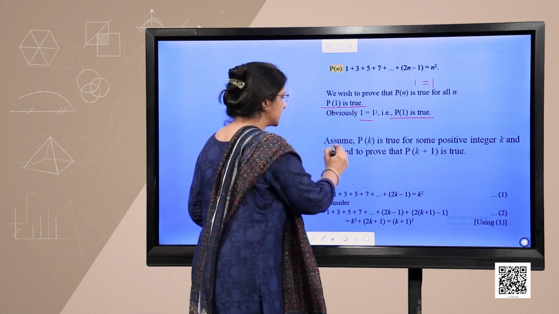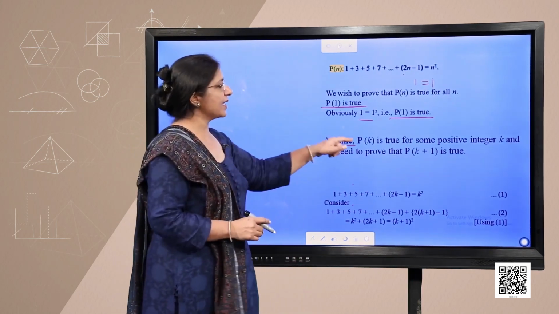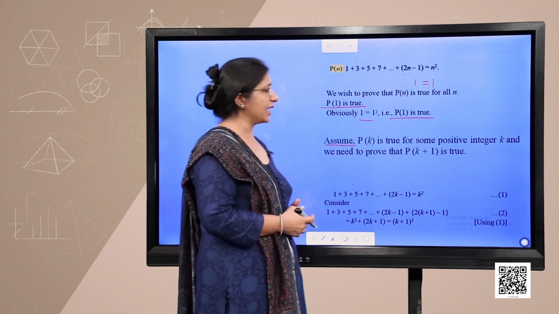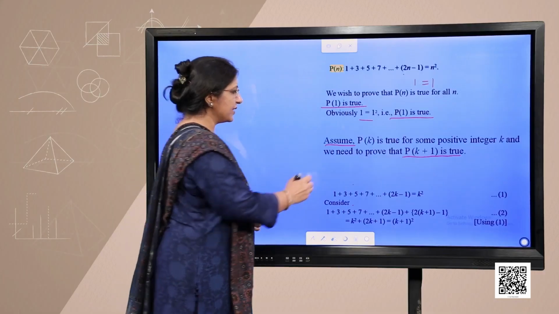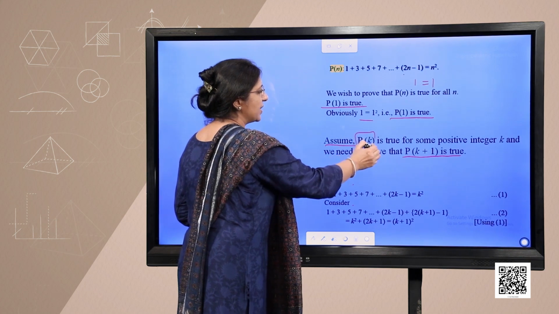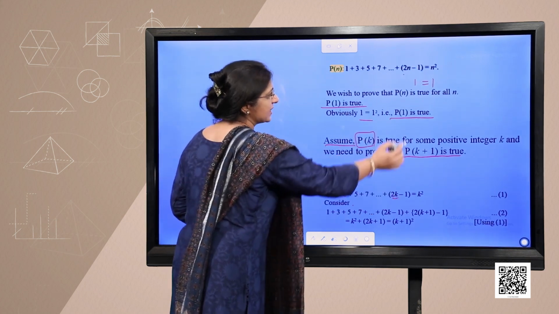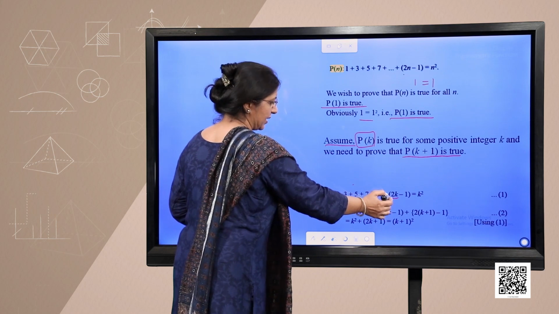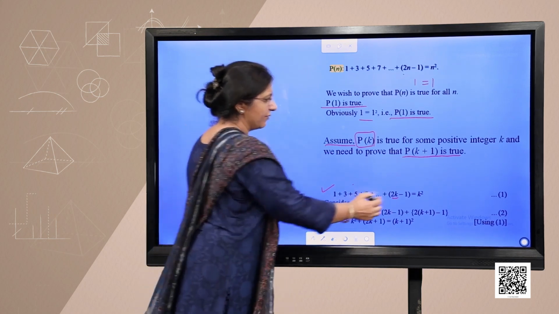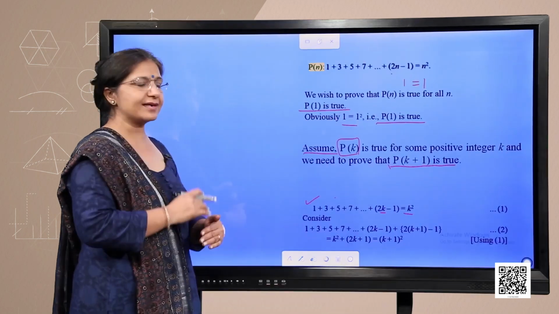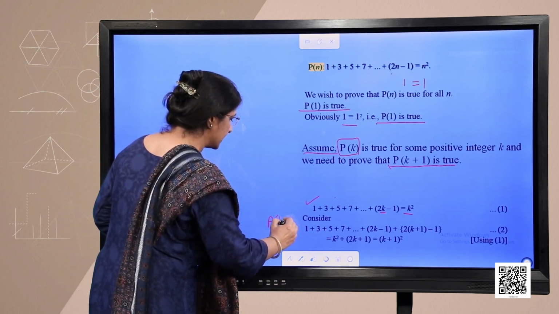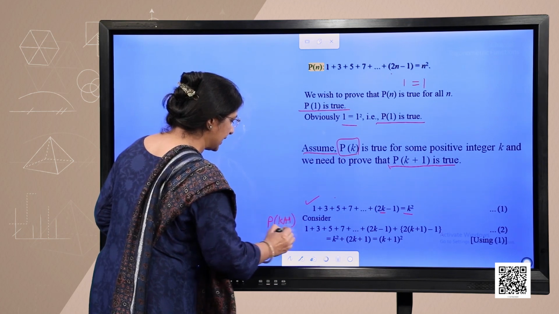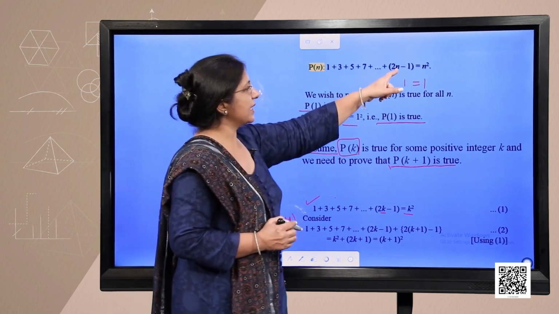Assume, again I am stressing, assume that Pk is true for some positive integer k. We need to prove that Pk plus 1 is also true. For that, first we write, since we have taken that Pk is true, we can easily replace here n by k. So, this is statement 1, we name it. Now, consider the statement for k plus 1, Pk plus 1. Means we need to replace here n by k plus 1.